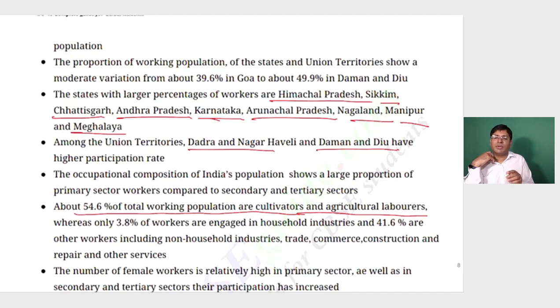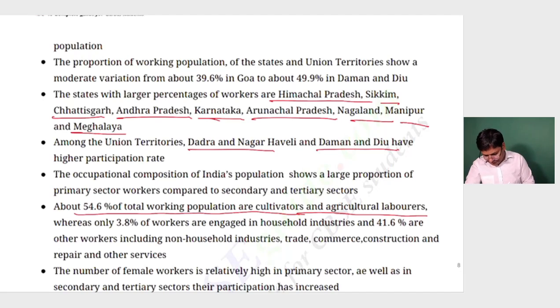We are talking about the around 39.8% out of them. 54.6 जो टोटल पॉपुलेशन है वह कल्टीवेटर्स हैं या किसान, और किसान या तो खुद किसान है या फिर खेतों में काम करने वाले लेबरर्स है.